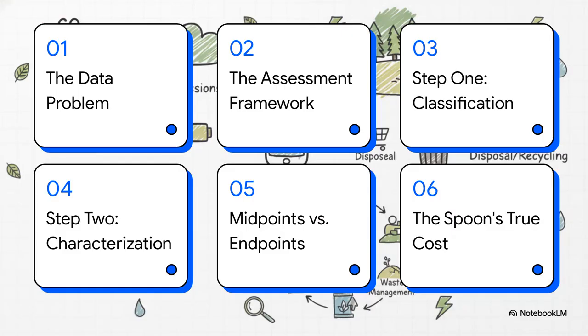So here's our game plan. We're going to start with why we have a data problem in the first place. Then we'll look at the framework we use to solve it, breaking down the two essential steps: classification and characterization. We'll also unpack the crucial difference between midpoints and endpoints. And to wrap it all up, we'll calculate the true environmental cost of a simple steel spoon.